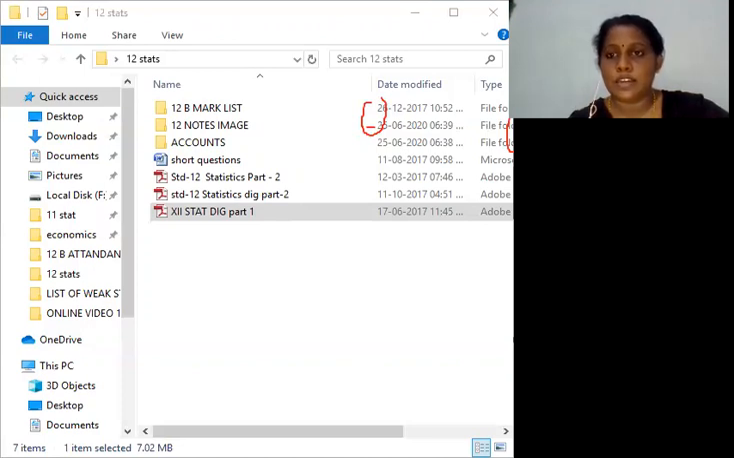Section D. In section D, 8th question, we will see 8th question. The question is, for two related variables x and y, sigma x minus x bar the whole square is 80 and sigma x minus x bar into y minus y bar is 60. Then x bar is given 8, y bar is 10. Then obtain the regression line of y on x.